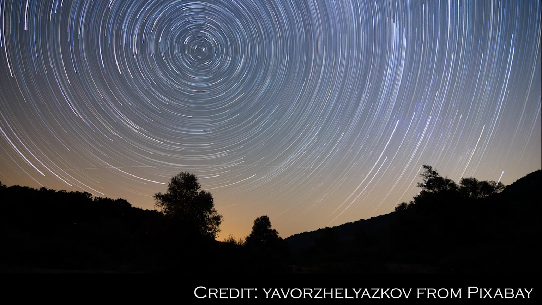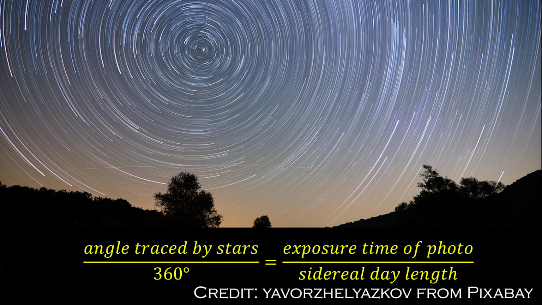If you're in the northern hemisphere, center your image on Polaris, the pole star. This will stay fairly static if your camera is mounted on a tripod, with other stars nearby it in the sky creating arcs of light around it. By measuring the angle these trails travel around Polaris and comparing that to a full 360 degrees, this will have the same ratio as the exposure time compared to one sidereal day.